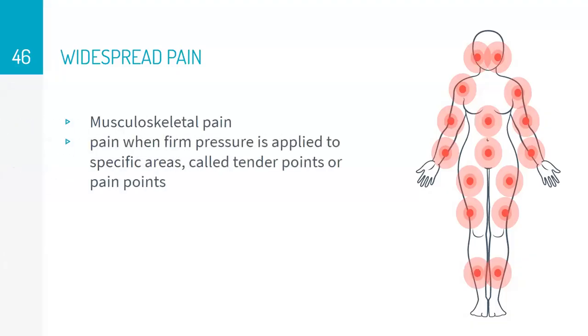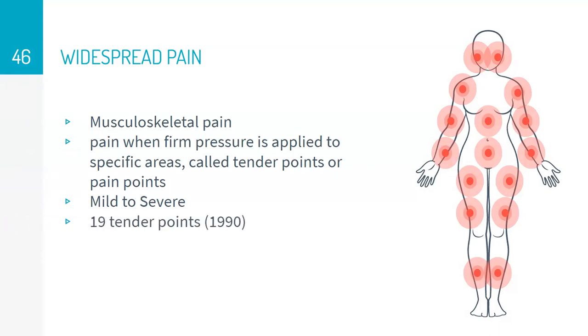When we're talking about these pain points, it's musculoskeletal pain, meaning related to muscles and bones and physical tissues like connective tissues. When you apply firm pressure to these specific areas, they're often called tender points or pain points. And you can rate the tenderness from this pressure from mild to severe.